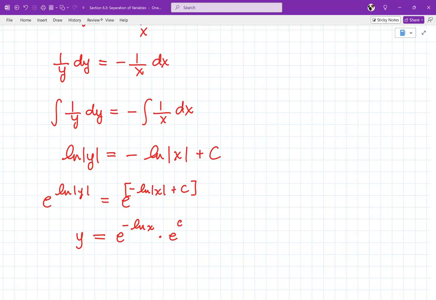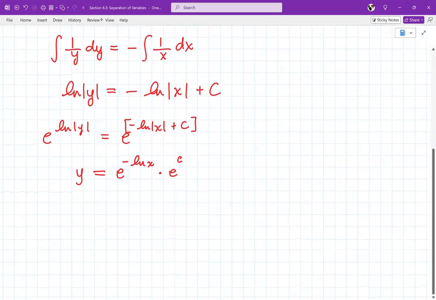Now, at this point, if they gave me an initial condition, if they said, hey, there's a point that belongs on the original graph, they might say like the point 1, 1. The point 1, 1 belongs on the original graph. Well, then what I would do at this point is plug in my 1, 1 for x and y and solve for c. Because I have to figure out what that missing constant value is. But I'm not giving you one right now, so we're not going to worry about it, okay?